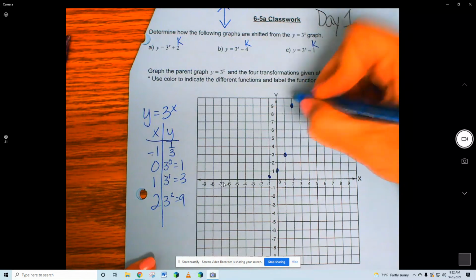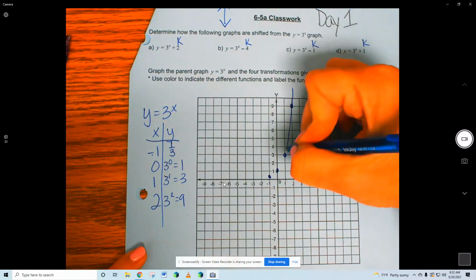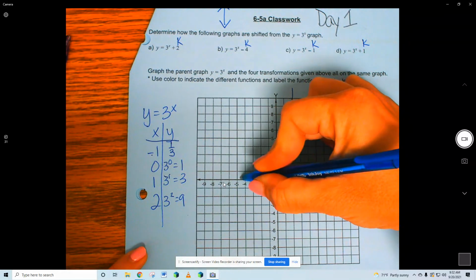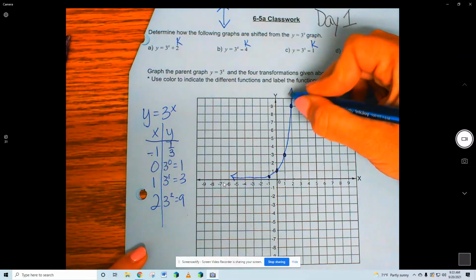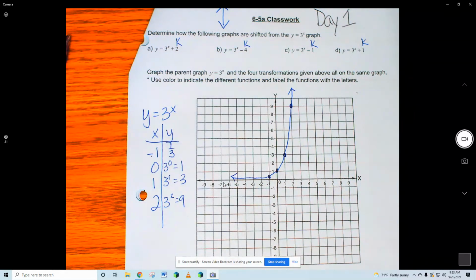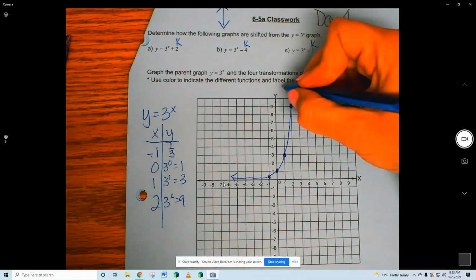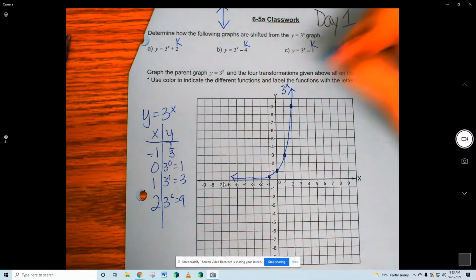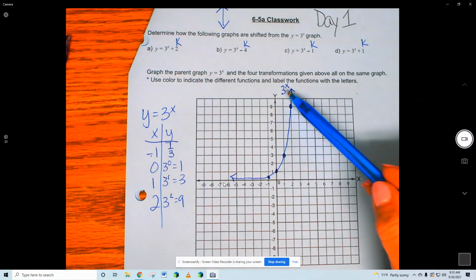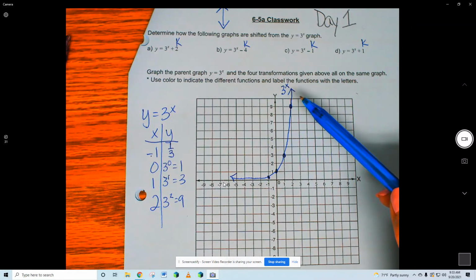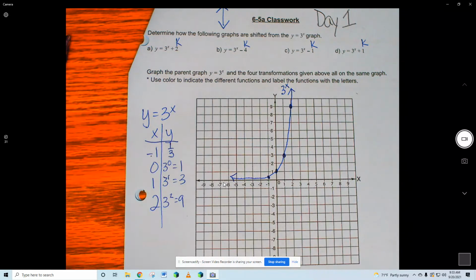So this is my parent function. Remember, it never touches the asymptote. This is 3 to the x. And I'm going to put a little 3 to the x so that I know that that's the label. Then I'm going to do A, B, C, and D.